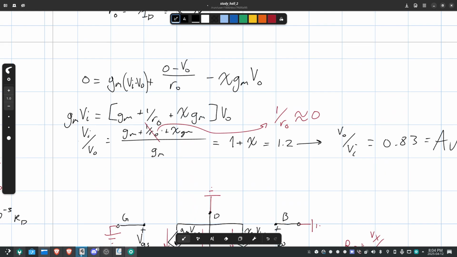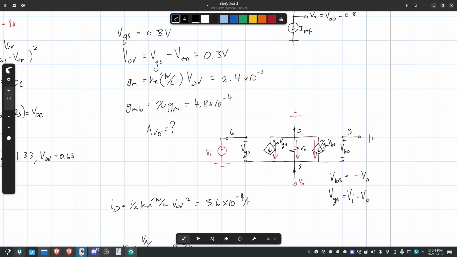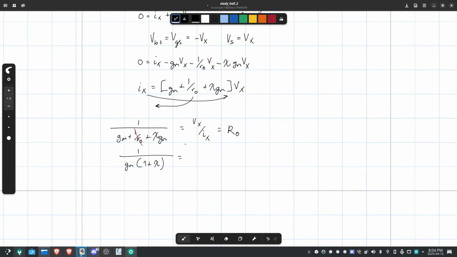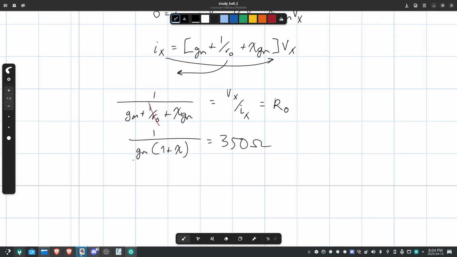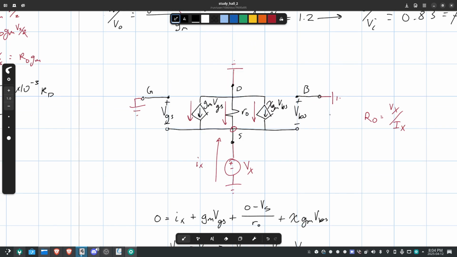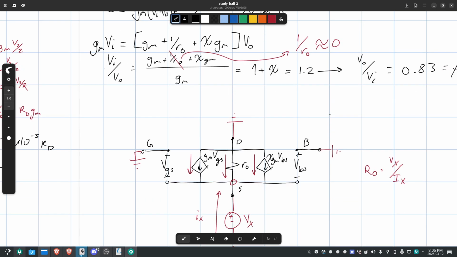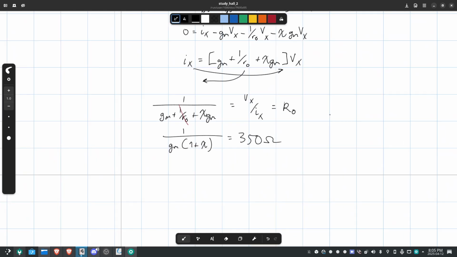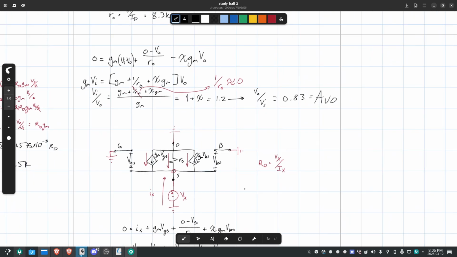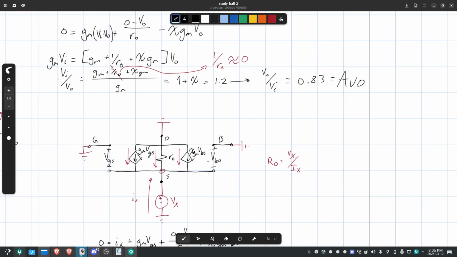What's gm again? I forget gm. Good morning. 2.4 times 10 to the negative 3 times 1.2. 350 ohms. Am I wrong? I'm wrong, aren't I? Did he just forget about bias? Okay. I don't know why he just assumed there wasn't a bias, but I did.